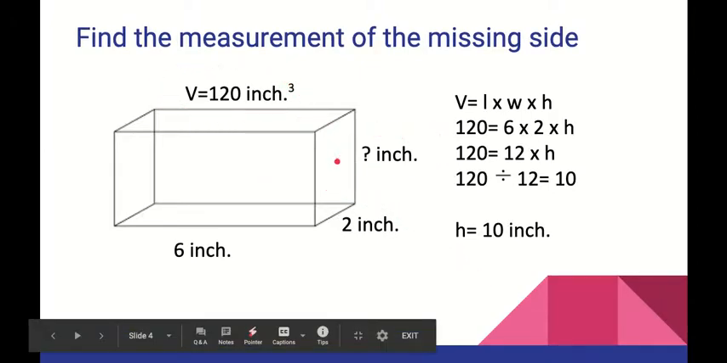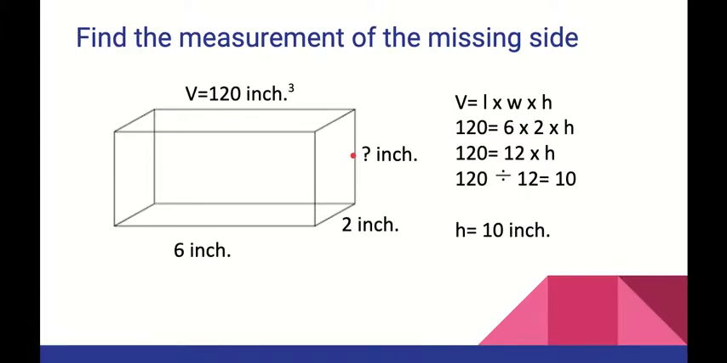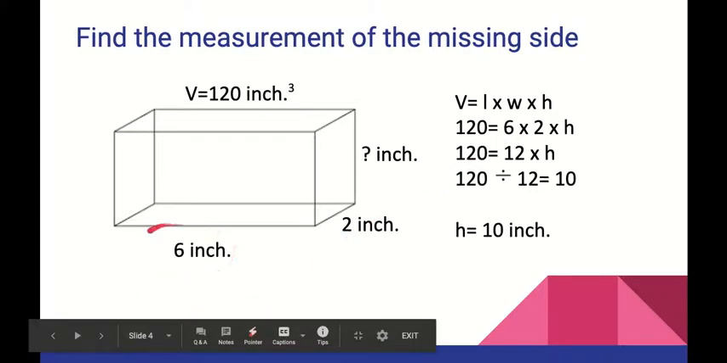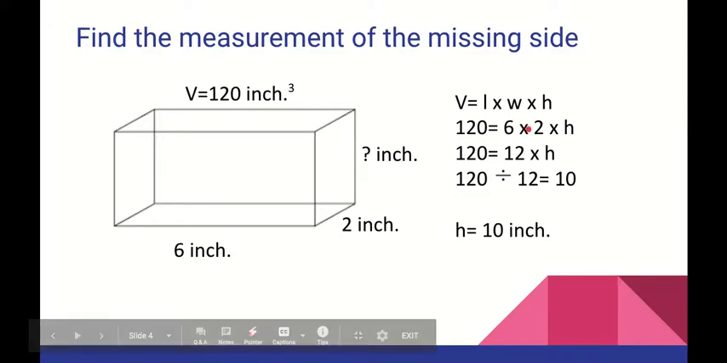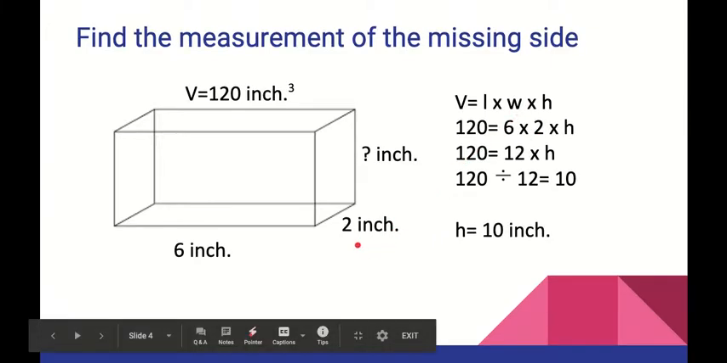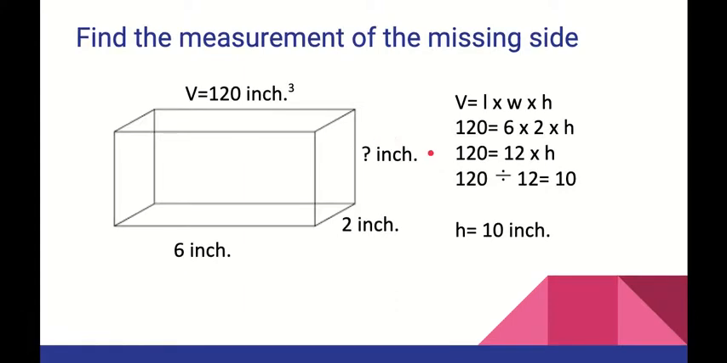So it's working backwards. The first thing I always want you to do is write your formula for volume. Volume equals length times width times height. Do I know my volume? Yes, it's given to me. It's 120 inches cubed. So I'm going to put 120 here. Do I know my length? Yep, that's 6 inches right down here. Do I know my width? Yes, it's 2. So what I'm missing is my height, h. So I don't fill that in.